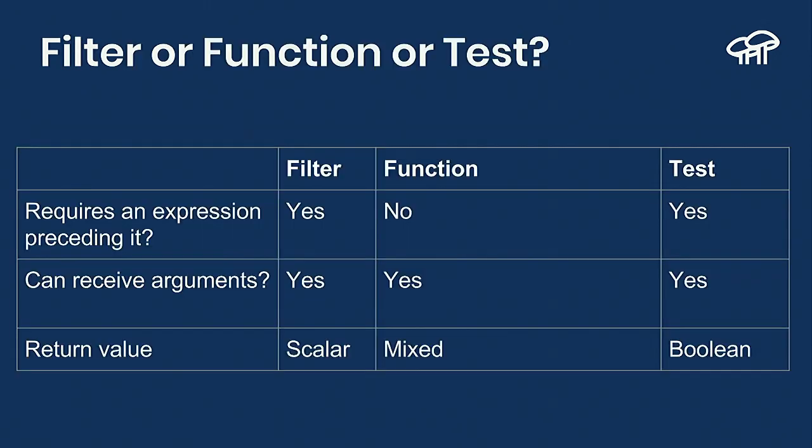And this is a summary of all the three things that we just saw. A filter requires an expression preceding it, some text or variable. They can receive arguments, and the result of applying the filter is always a scalar that is going to be printed right away. Functions do not require an expression preceding them. They can receive arguments, and the return value is mixed. It can be something to print right away, like a number or a string, or in the case of the attach library, it is something that modifies the whole page. And in the case of tests, they require an expression preceding them, they can receive arguments, and the return value is always going to be a Boolean, either a yes or no.